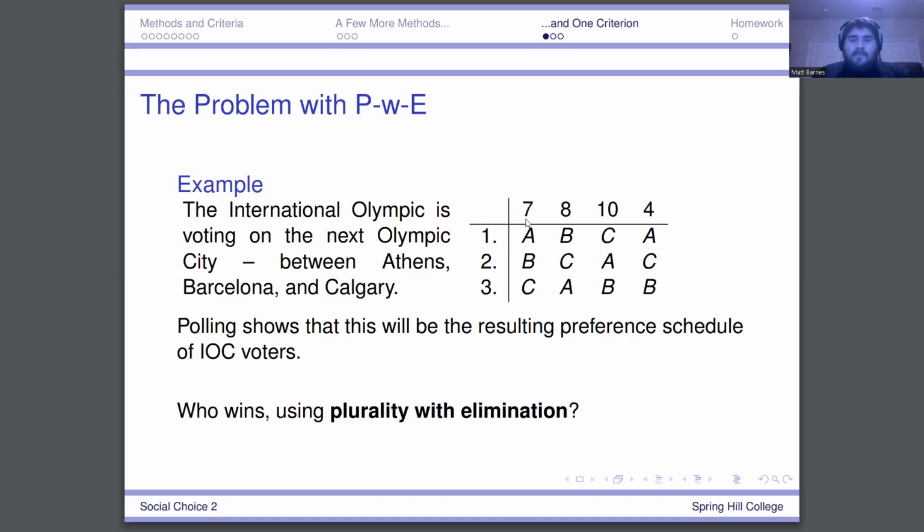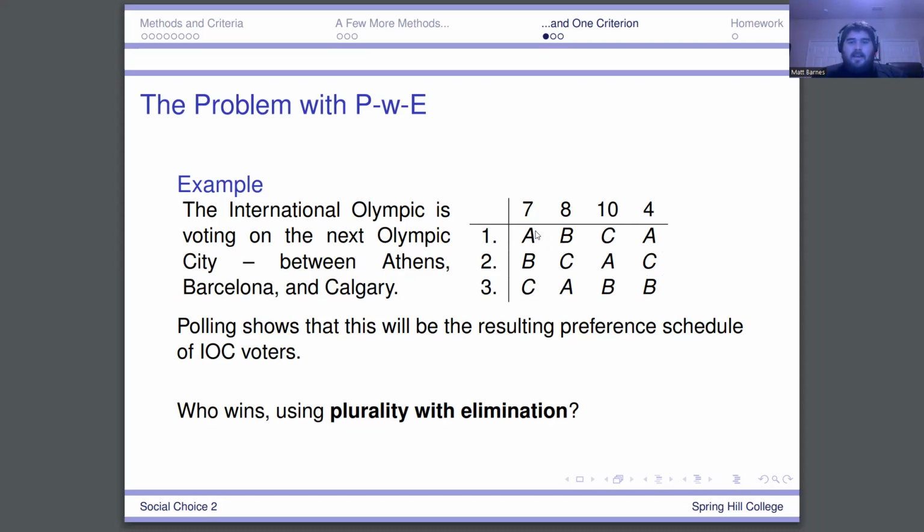Okay, well, that's fine. We don't have that majority yet, right? A has the most votes, but it's only 11. So let's go to the least number of first place votes. That's B, and we're going to get rid of it. So B is going to vanish from this. Now, what that means is that this is going to slide up. So it'll look like AC, CA, CA, AC, right? All the B's just vanish. And now we only have two possible choices, either Athens or Calgary.